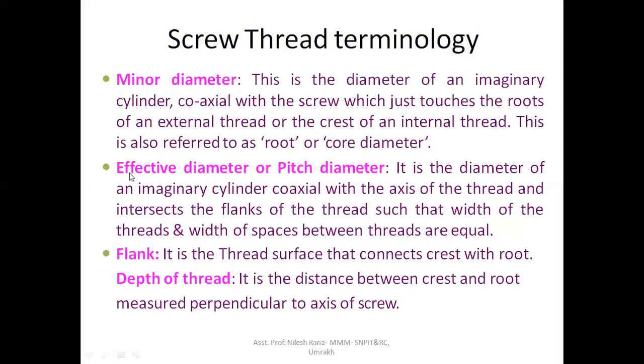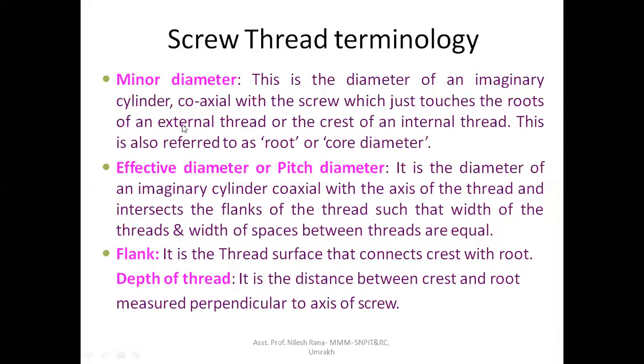This is also referred to as root or core diameter of the screw thread. Okay. Effective diameter, or we can say the pitch diameter. It is a very important term, because later we will find out the derivation of the effective diameter. It is the diameter of an imaginary cylinder coaxial with the axis of the thread and intersecting the flanks of the thread such that the width of the threads and width of the spaces between threads are equal. Flank. It is a thread surface that connects crest with root. Next, depth of thread. It is the distance between crest and root measured perpendicular to axis of the screw.